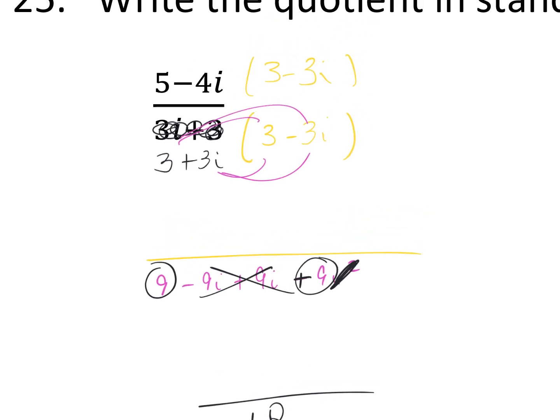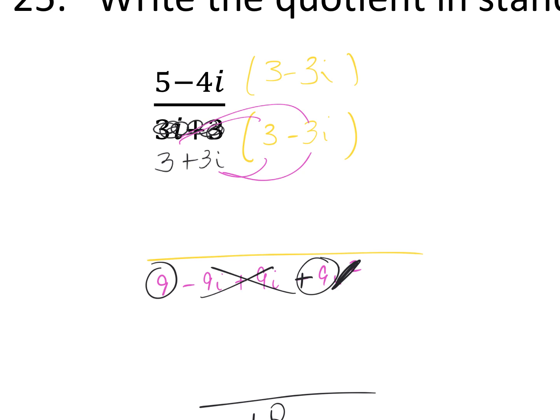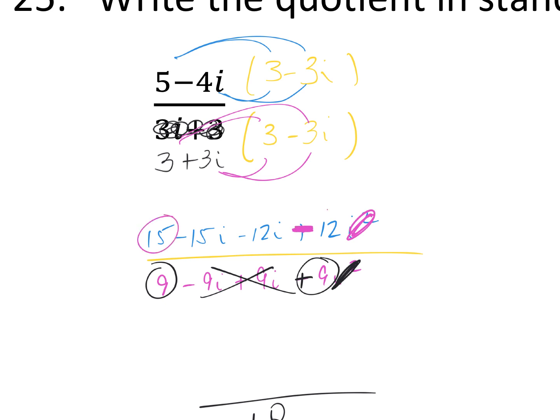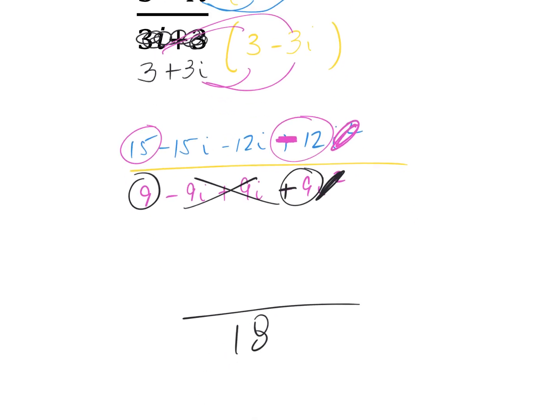So now we just go ahead and simplify the numerator. Let's just multiply. What is 5 times 3? 15. 5 times negative 3i is minus 15i. Negative 4i and 3 is minus 12i. Negative 4i times negative 3i is plus 12i squared. What do I do with that i squared? Cross it off. Make this a negative. So now real with real. What is 15 minus 12? 3. And then what's negative 15i and negative 12i? Negative 27i.